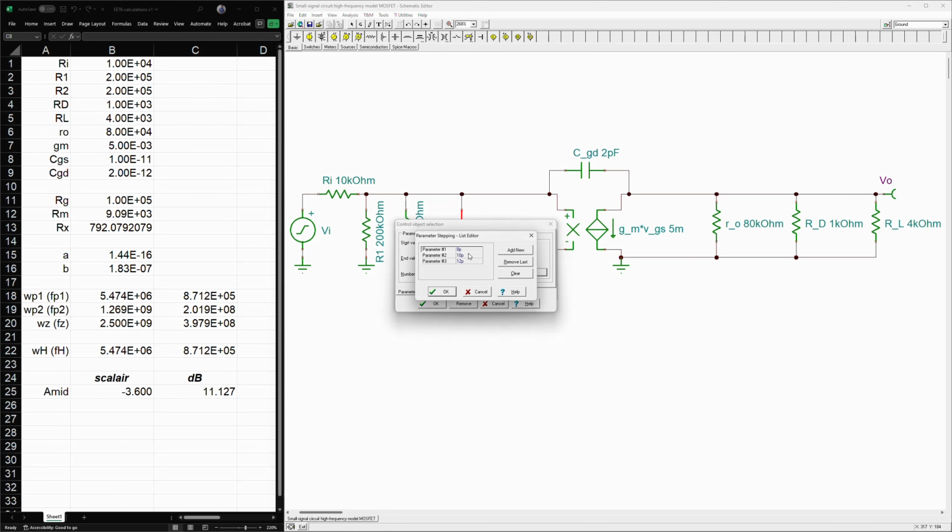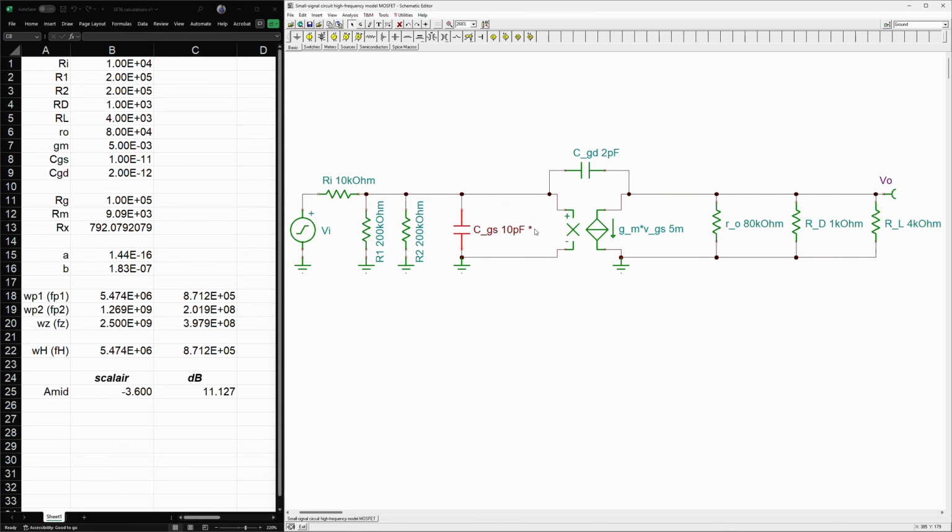For example, 3 values. We know that we started with 10 picofarads, so we can say let's make it 2 times smaller, 5 pico, we'll do 10 pico. We also do here drastically larger, 50 pico. So we have now 3 cases, and now if you do OK, you see here an asterisk, and we will see the Bode plot now for 3 cases of the CGS.